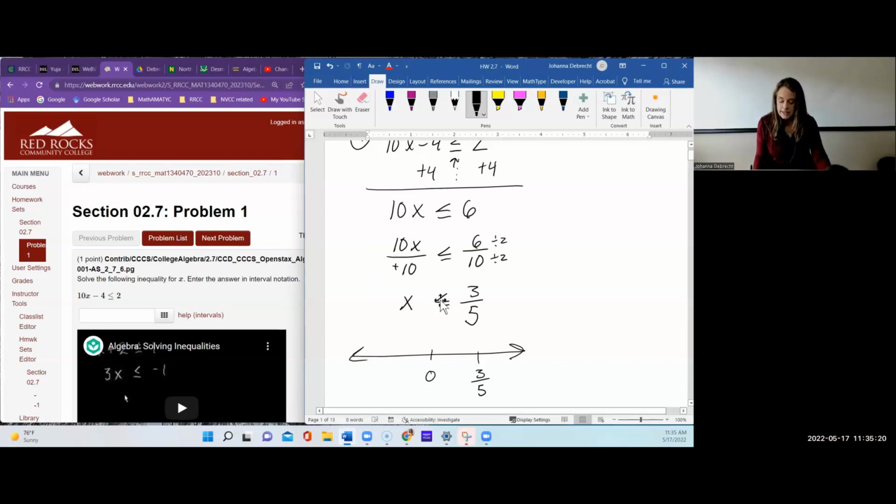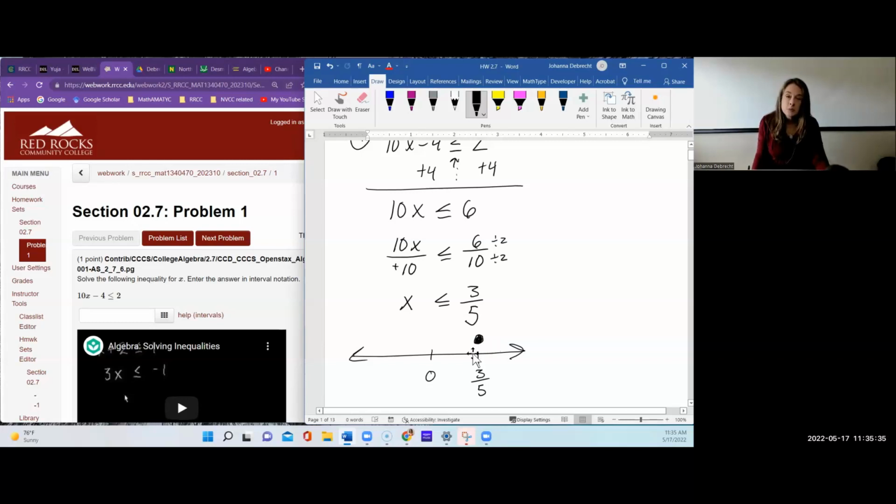Now, the less than or equal to, the or equal to means that I'm going to have a solid ball. So I make a circle and then I fill it in. If it didn't have the bar on the bottom of the symbol, I wouldn't make it a solid ball, I'd make it an empty ball.